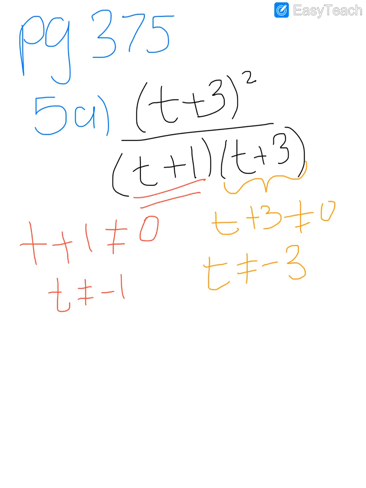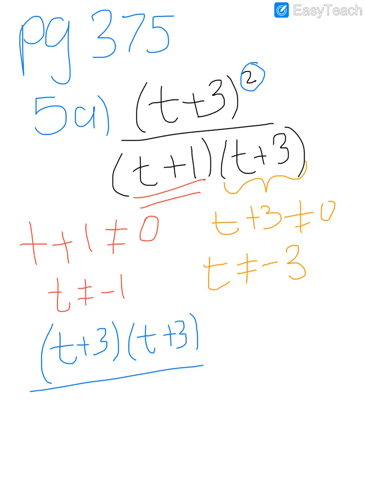To simplify this now, remember, like I showed you in the other video, this squared essentially means that you write that bracket t plus 3 twice. So to simplify, it would be t plus 3. I'd write that twice, t plus 3, all over. My denominator was t plus 1 and t plus 3.